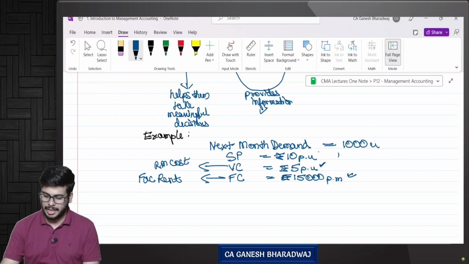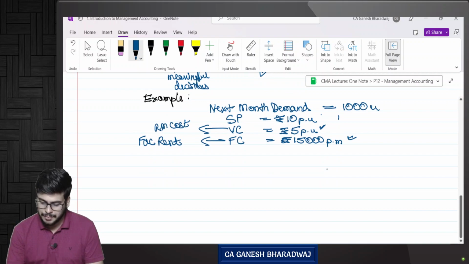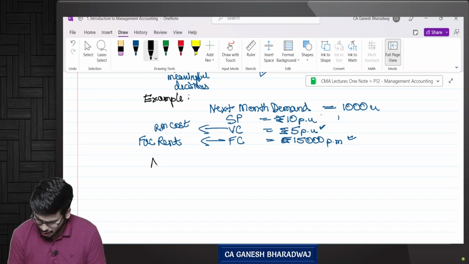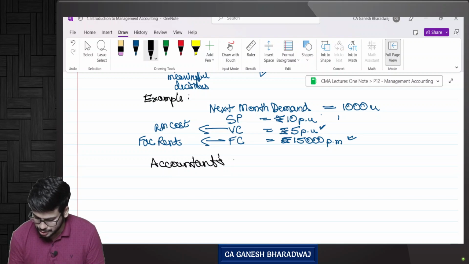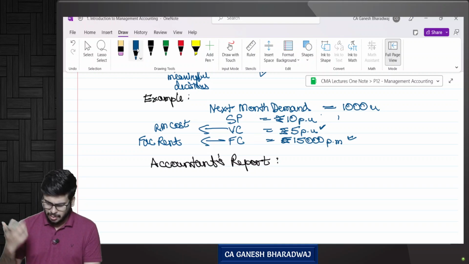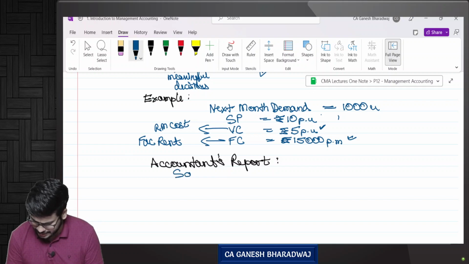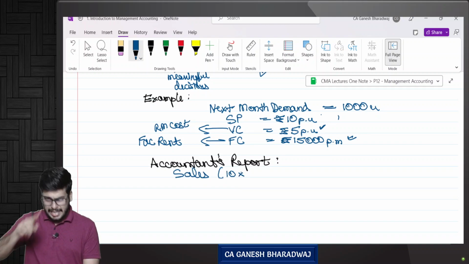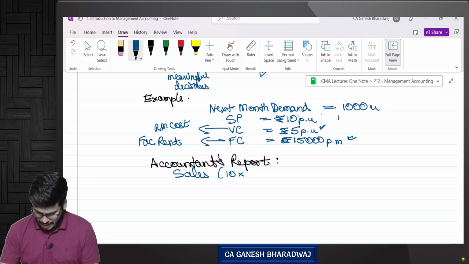This is the following cost data. Selling price per unit is 10 rupees. Variable cost per unit is 5 rupees. Fixed cost in total is going to be 15,000 rupees. Now, if you see a normal accountant's report, not a management accountant's, I will tell you how it looks. A normal accountant will say, what is the big deal here? First tell me what is the sales figure. Sales figure is going to be 10 rupees per unit. Next month, if I continue, every unit I sell, I will be able to get 10 rupees.